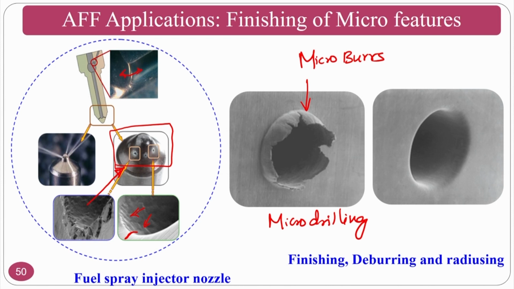Whenever you pass a low viscous medium, what will happen? It is not only finishing the surface, it also does the radiusing.